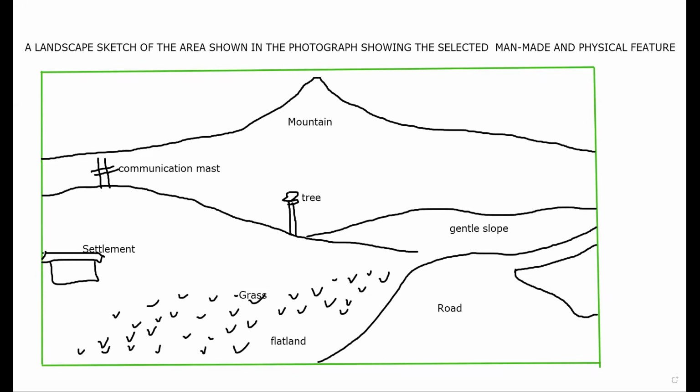Teacher, the communication mast here, on the photograph it looked as if it was in the background, and then in this one it looks as if it's in the middle. No, it was in the left middle ground on top of that highland where we had the terraces, not on the mountain behind. Remember, we are drawing in relative position.